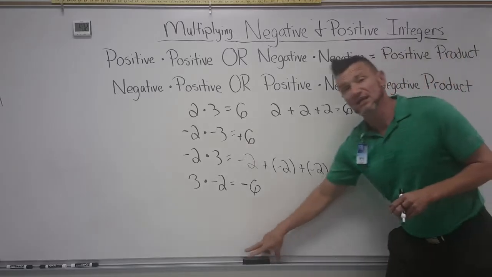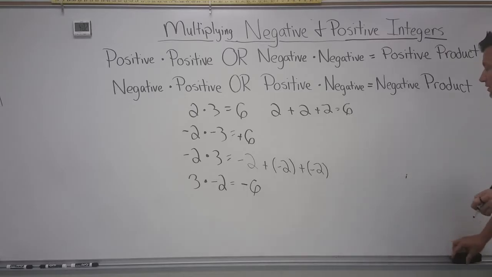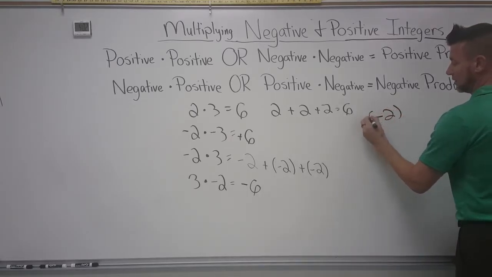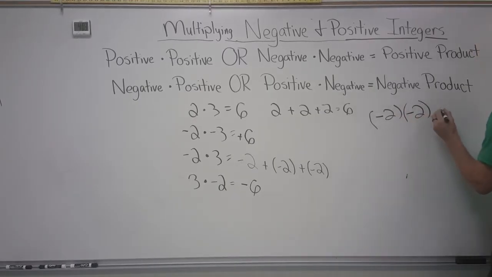So let's go ahead and take a quick look at that. If I have negative 2 times negative 2 times negative 2, how many negatives do I have? I have 3, which is odd. So the rule states if it is an odd number of negatives, it will be a negative outcome. So let's take a look at this just to make sure.